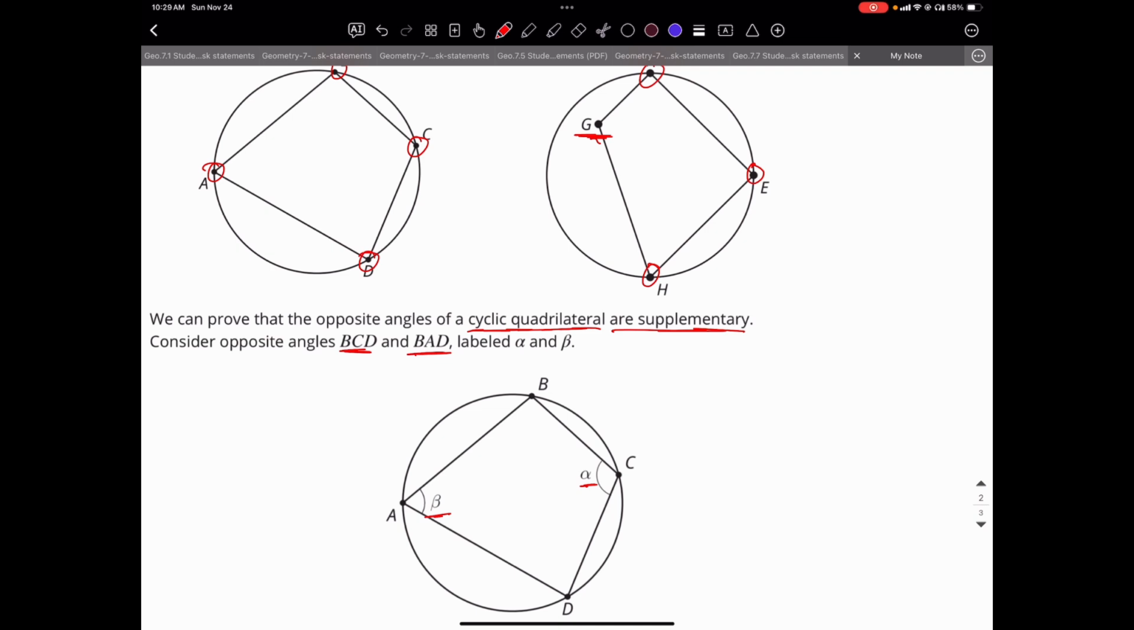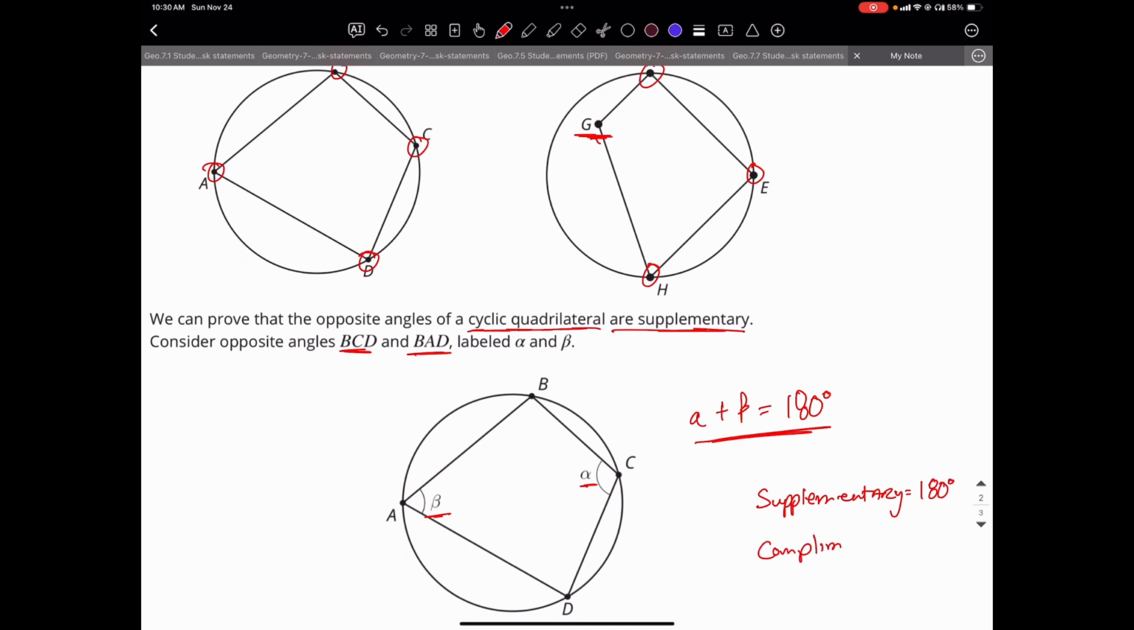Because this quadrilateral is circumscribed in that circle, I know that alpha plus beta is going to equal 180 degrees. They are going to be supplementary, and if you recall, that's what supplementary means. So just to recap, supplementary has a sum of 180.